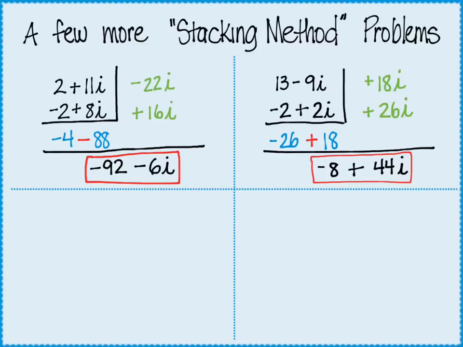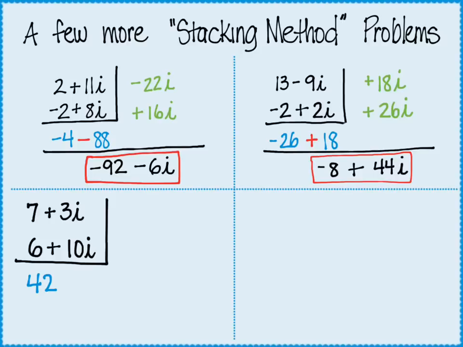We have 2 more examples to go through. 7 plus 3i times 6 plus 10i with a little L shape. Straight down, 42. Now, right there, negative 30. 3i times 10i. How did I get that? Remember that to get the negative 30, I did positive 30i squared, which is negative 30.